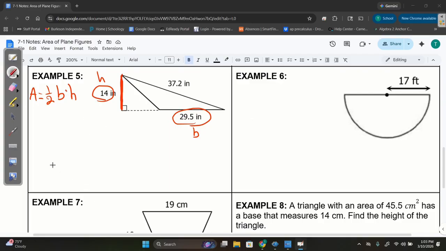So, let's go ahead and put the numbers where they belong. Area is equal to 1/2 base is 29.5 times height is 14. Again, if you'd like, you can write it as all of this over 2 instead of the 1/2 in front. Regardless of how you write it, when you plug it into Desmos, you should get 206.5 inches squared.